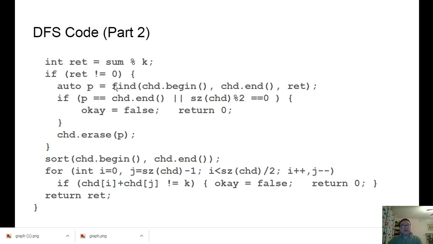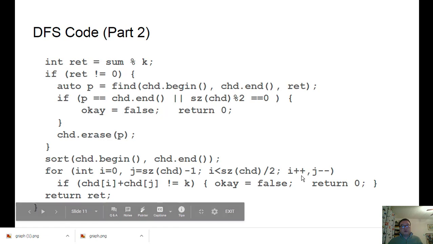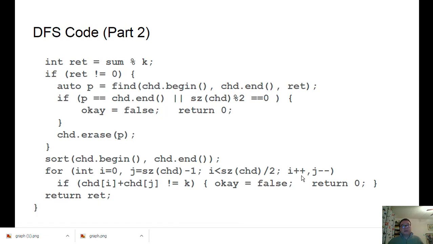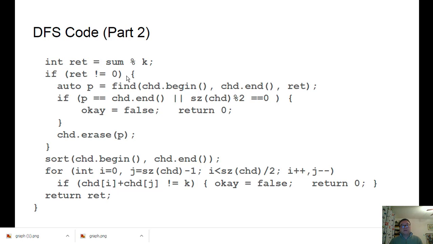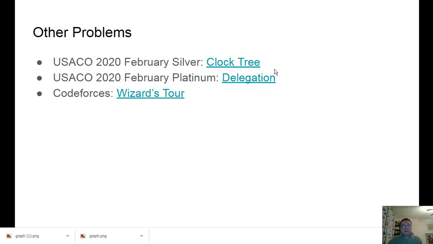Otherwise, I find the value that needs to pass up, so I delete that, and then I sort it, and then I basically do two-pointer checking whether the beginning and end add up to k. So if they don't add up to k, then I will declare failure. If they do, then I will just return the remainder, because this is the part that I didn't take care of and I need the parent node to take care of. So that's it for this problem.